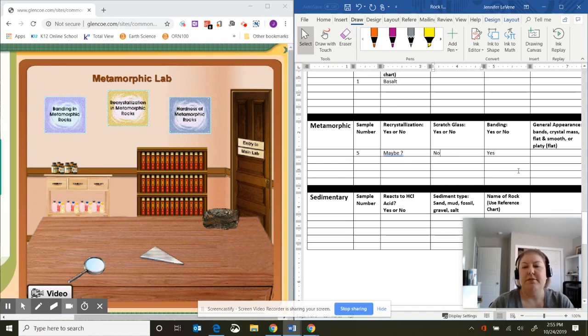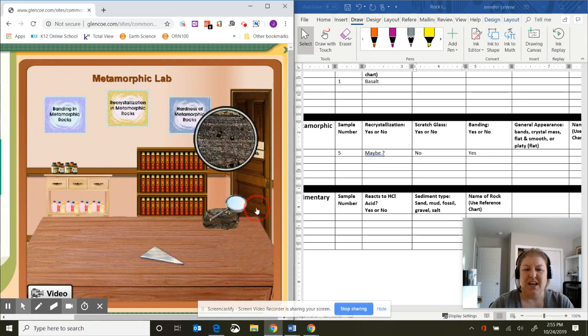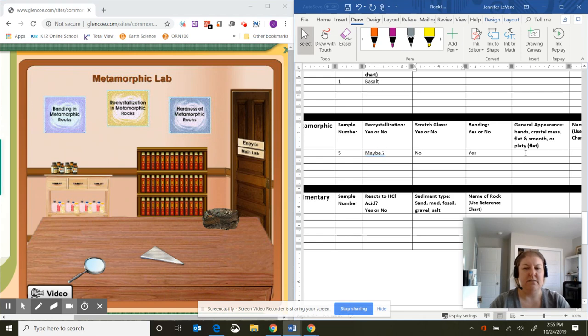Okay. And then we need to go with the general appearance of it. And this one's a little bit harder. Does it have bands? Yes, it's banded. Is it a mass of crystals? No, it's not a mass of crystals. Is it flat and smooth? I wouldn't call that smooth. Or is it just flat? I'm not quite sure. I would go in between bands and flat. Okay, it's a puzzle. So bands or flat. So not quite sure.